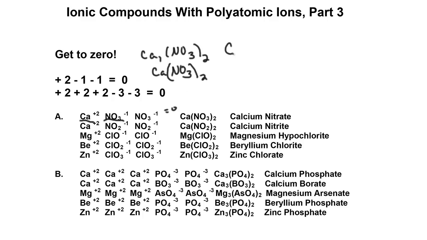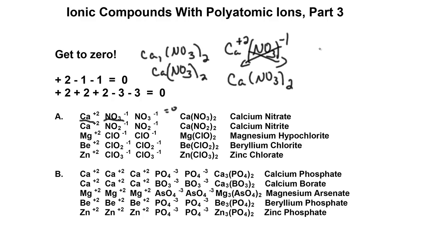We could also say calcium, which is a +2, nitrate NO3, which is a -1, and then we can play that crisscross game, go like this, and then we'll get calcium and then NO3 2, calcium 1, nitrate 2, and you can see we get the same thing.